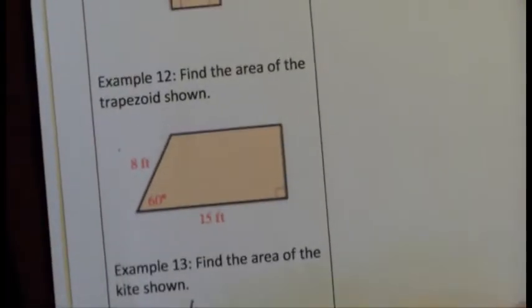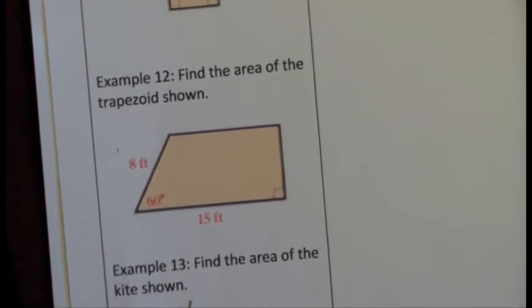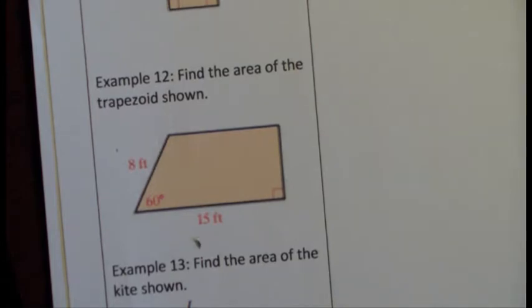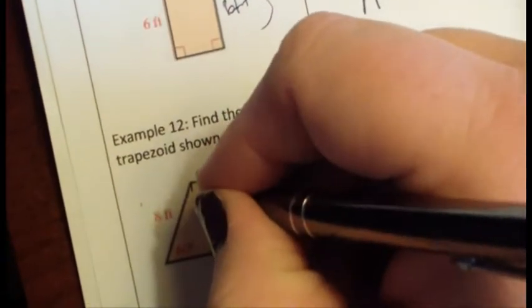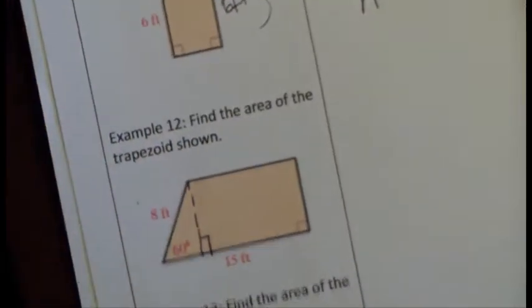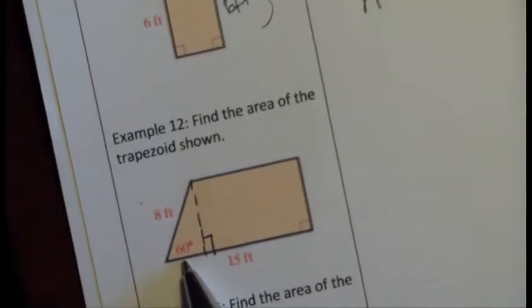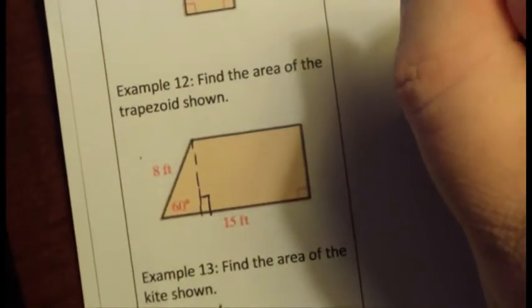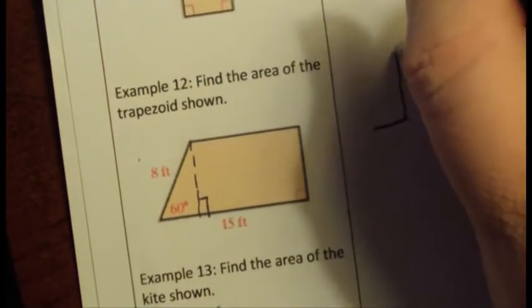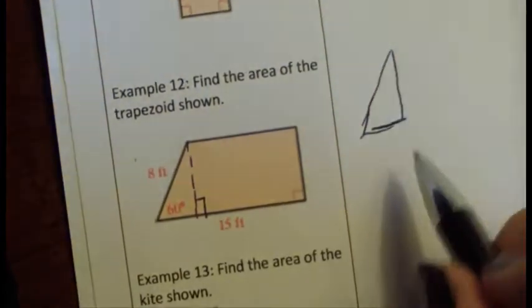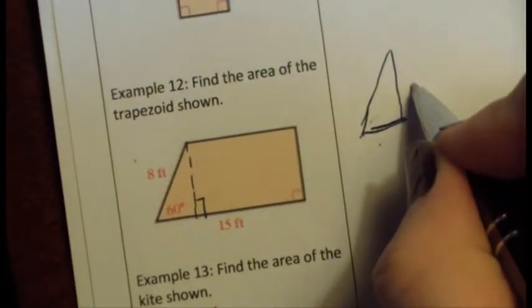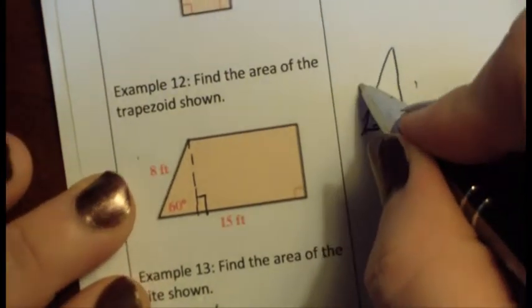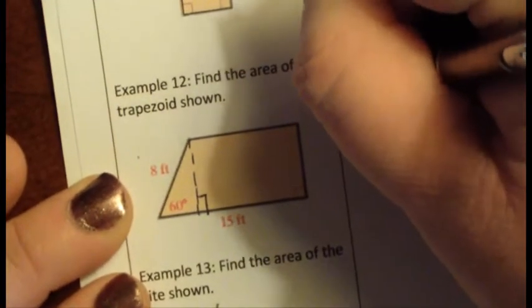All right, number 12. We've got a trapezoid again. This time we are still missing our height, so we do have to do a little bit of calculating beforehand. I'm going to drop down the height. This time we've got a 30, 60, 90 triangle. So hopefully you remember, in a 30, 60, 90 triangle, you've got your short side, your long side, and your hypotenuse. We're given our hypotenuse is 8 feet.